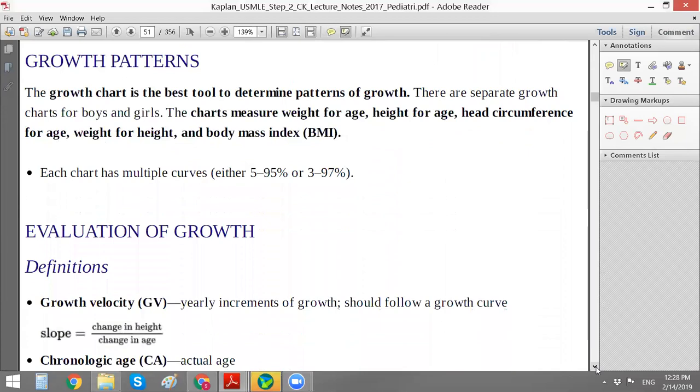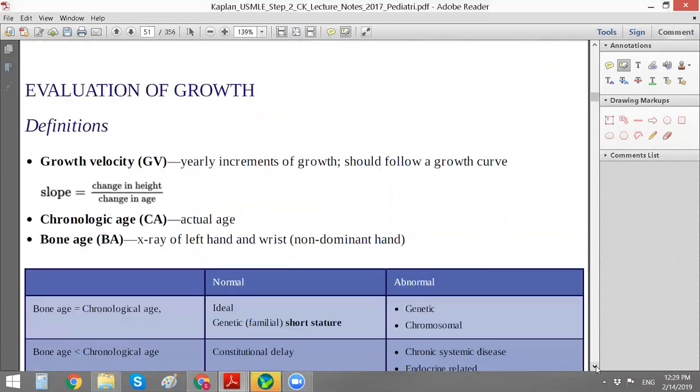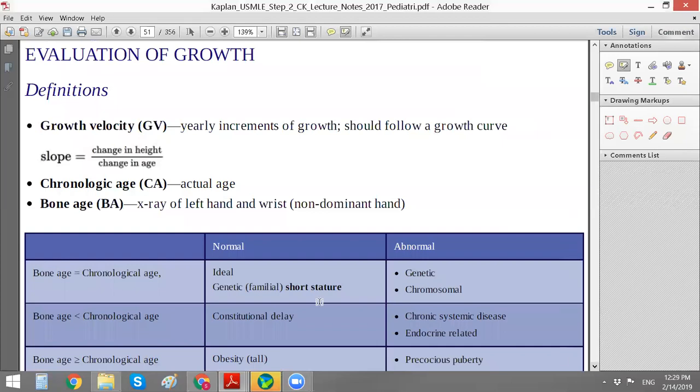There are separate growth charts for boys and girls. The chart measures weight for height. I know this. Then each chart has multiple curves, either 5 to 95% or 3 to 97%. Evaluation of growth: growth velocity is the slope, the change in height over the change in age. Chronologic age is actual age. Bone age is the X-ray of the left hand and wrist, the non-dominant hand.